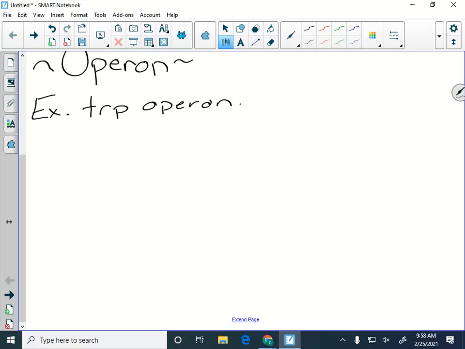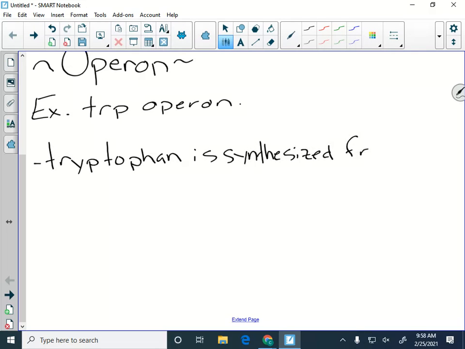So, tryptophan is an amino acid that bacteria use to build proteins, like you would use any amino acid. But tryptophan is synthesized from a precursor molecule in a 3-step pathway.